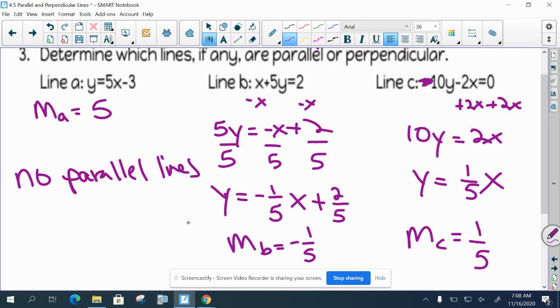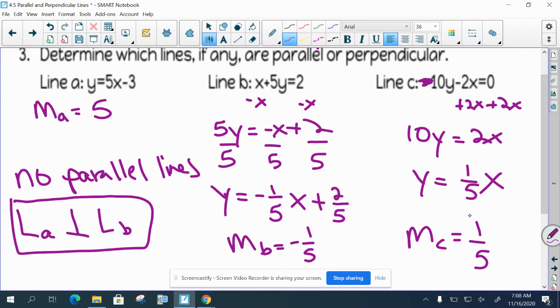How about perpendicular? So 5 would be perpendicular with negative 1/5 because it's the opposite sign and the reciprocal. So we'll say that line A, L sub A, is perpendicular to, this little symbol here means perpendicular to, line B, or you can just write out is perpendicular to. Okay, so C is kind of left behind. It's not parallel or perpendicular with either because it's not the same slope.